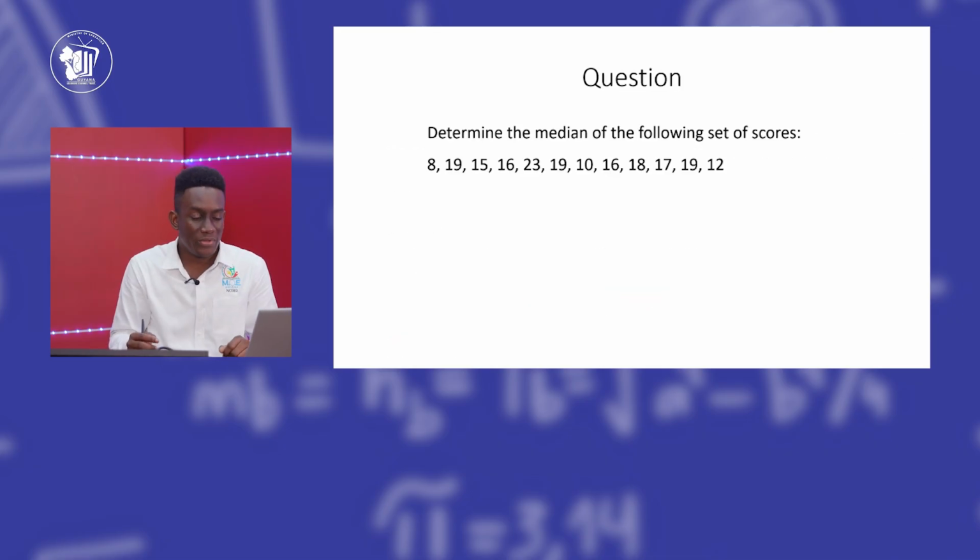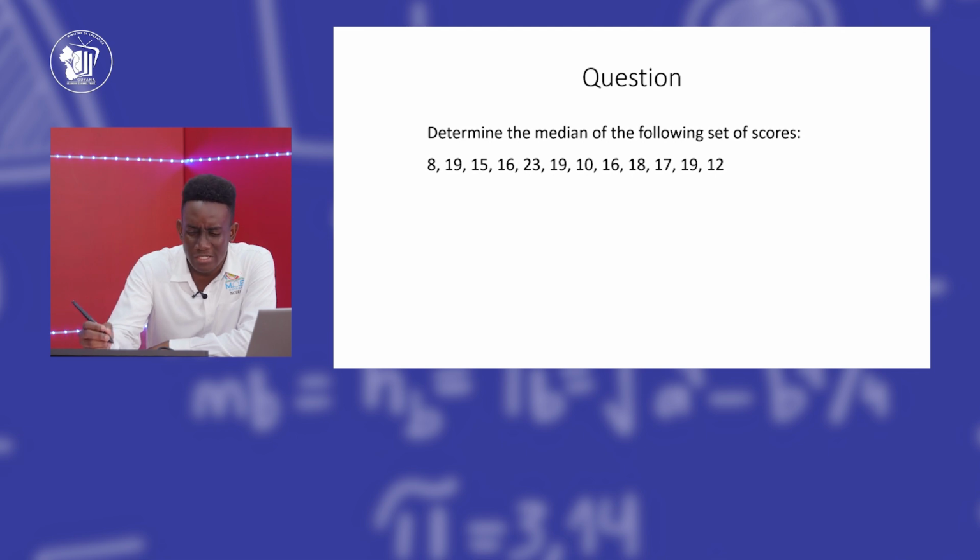Let's look at another one where we have an even set of numbers. So let's see, we have 1, 2, 3, 4, 5, 6, 7, 8, 9, 10, 11, 12. So we should have 2 medians here. First thing we must do is arrange it in ascending or descending order. So let's go descending this time.